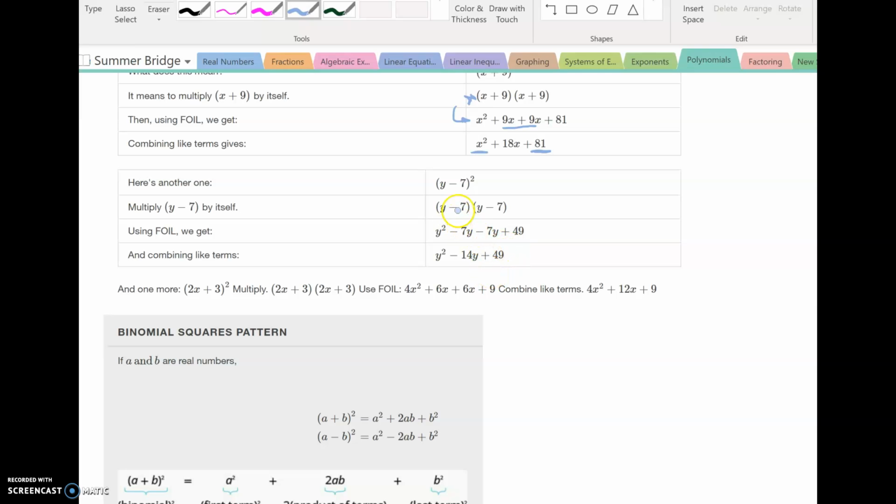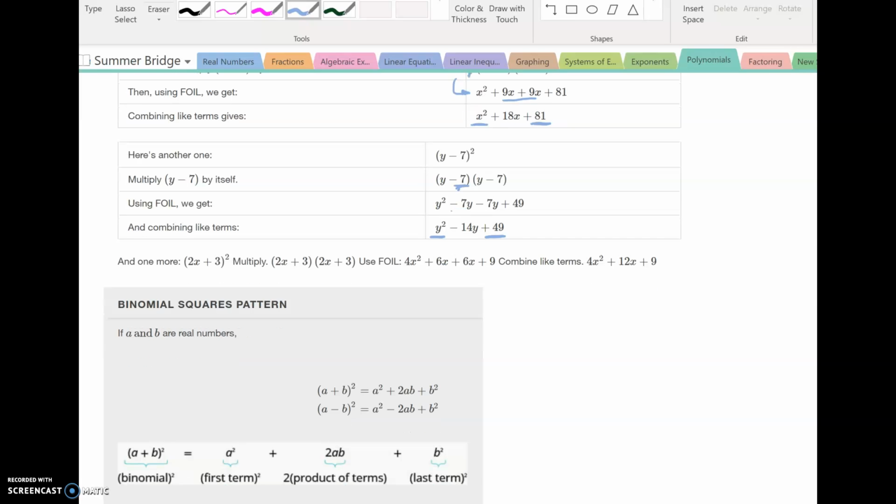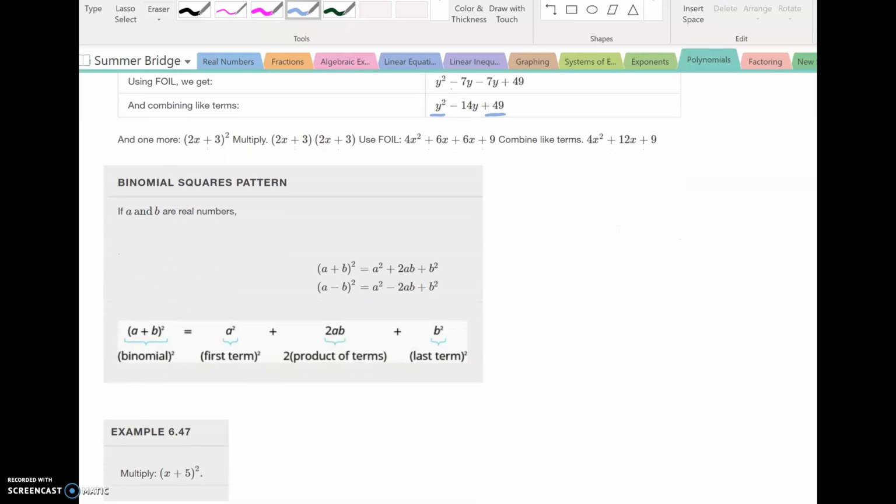So again, I have the first term squared gives me that first term in the trinomial. The second term squared gives me that third term in the trinomial. And then if we were to multiply the second term with the first term, negative 7y, and then multiply it by 2, we'd end up with the middle part of the trinomial. So this is what it actually looks like. And then there's another example there.